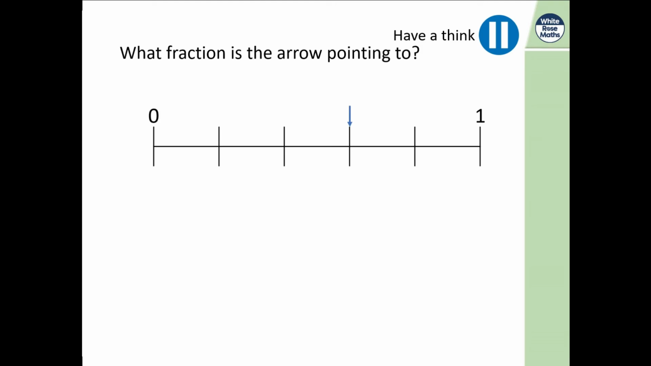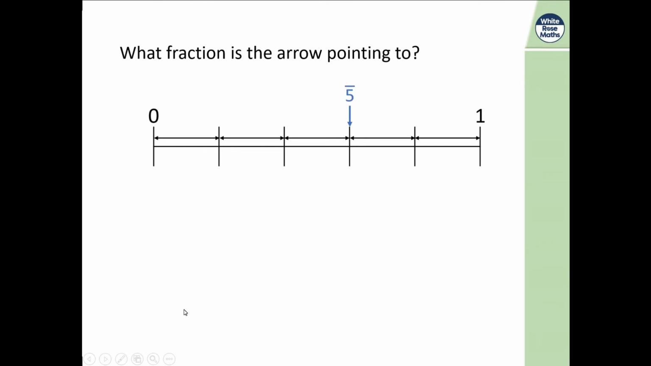What fraction is the arrow pointing to? Pause the video and have a think. How did you do? Did you see that from 0 to 1, it's divided into 5 sections? So you can see the 5 sections there. So the denominator will be 5. If we count along, there are 1, 2, 3 sections before the arrow. So that would be 3/5.